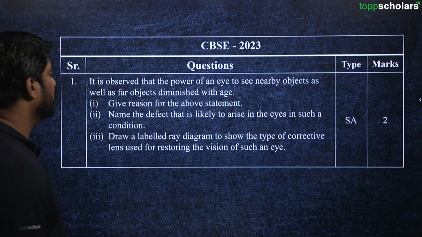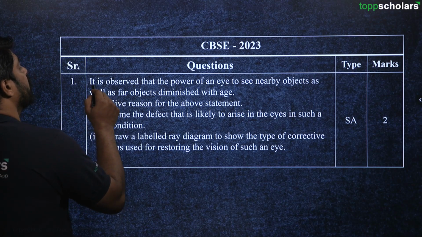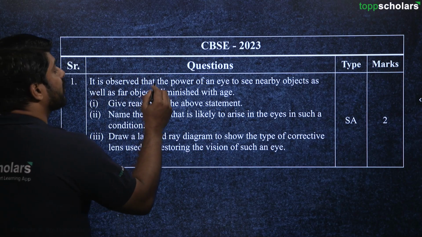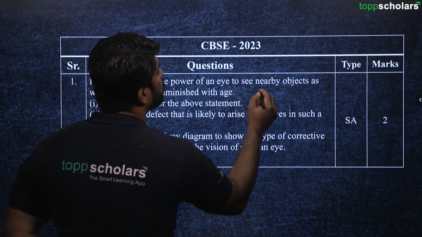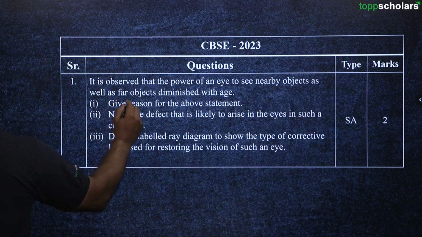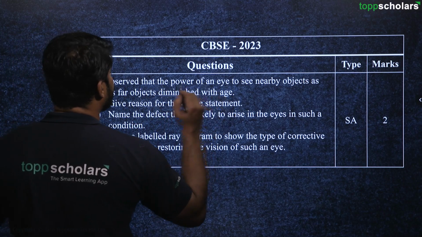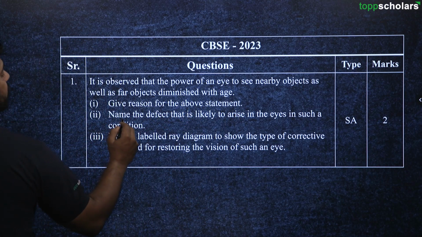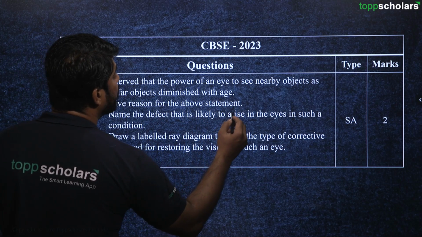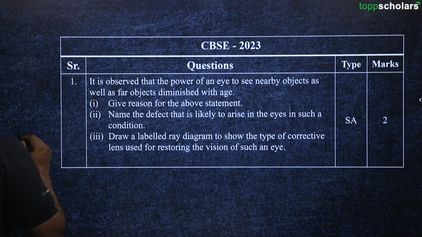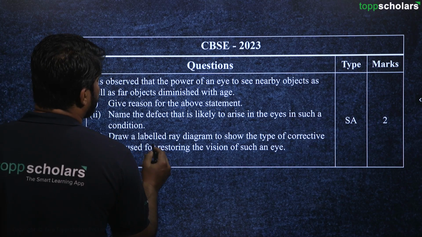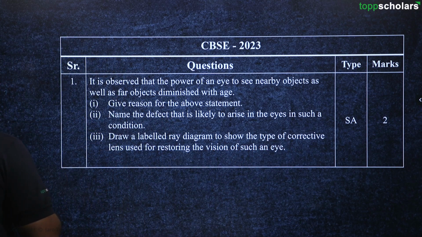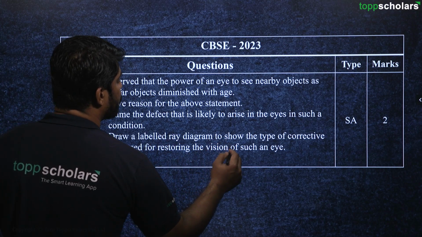One more option for this question is given, and that option is this one. That means if you want to solve that, you can solve that, or else you have another option. It is observed that the power of an eye to see nearby objects as well as far objects diminished with age. Give reason for the above statements. Then name the defect that is likely to arise in eyes in such a condition.